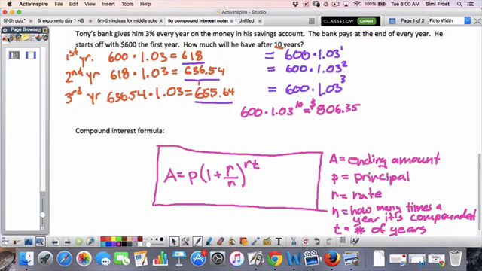All right, so now we have our formula. Let's jump back to the back and try a couple more problems, then I'll leave one for you to do on your own.